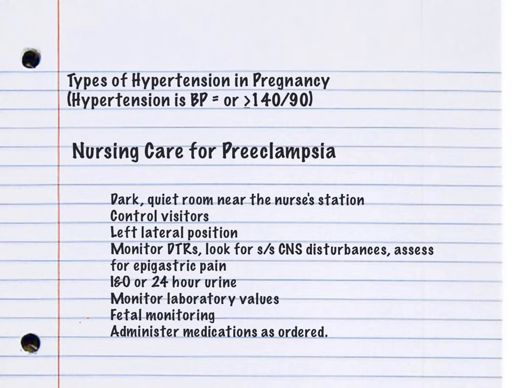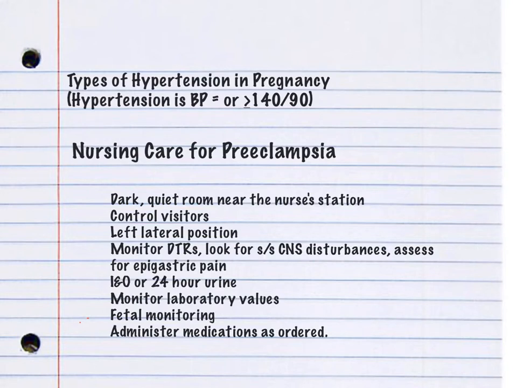Now, if we're anticipating delivery, we're also going to administer steroids. So remember that. Steroids are to help fetal lung maturity. Okay, so those are the types of nursing care we're going to give to somebody with preeclampsia.